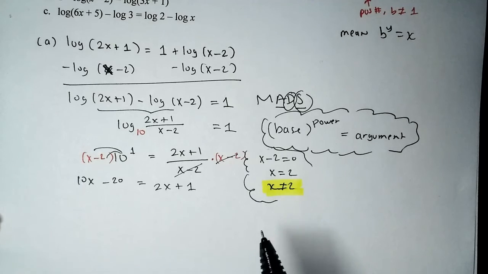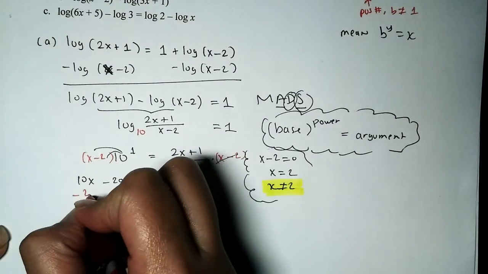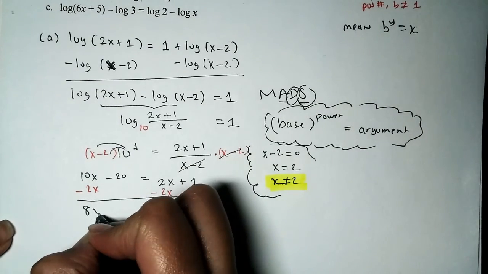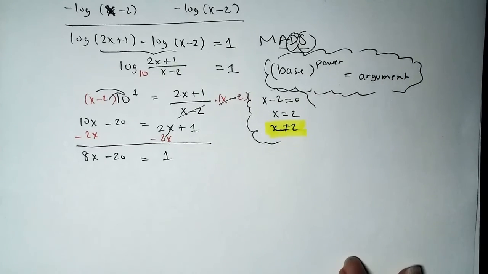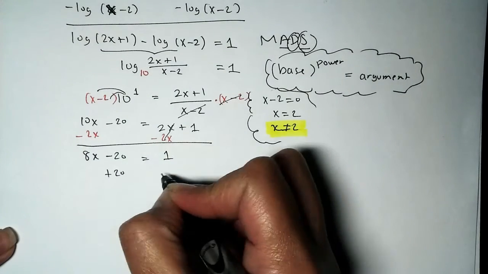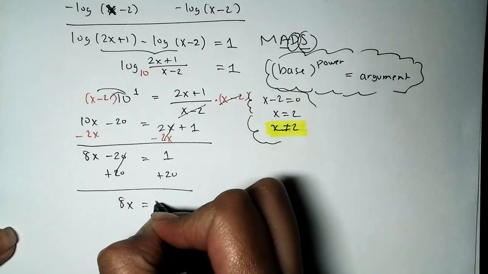So if I can read your mind, let's go ahead, subtract 2x from both sides. That way we can have the variable terms on one side only. When we do that, it will give us 8x minus 20 is equal to 1. For the almost grand finale, to isolate the variable term, let's go ahead and add 20 to both sides. And that will give us 8x is equal to 21.